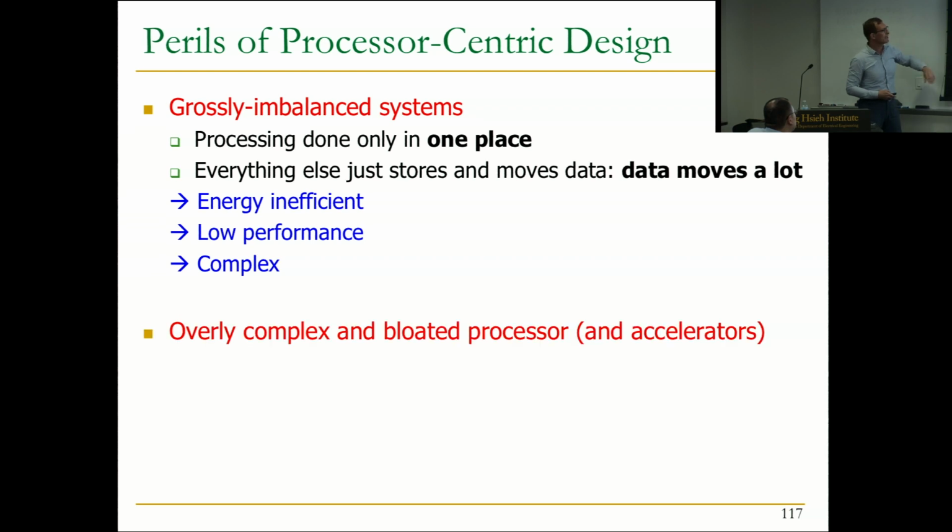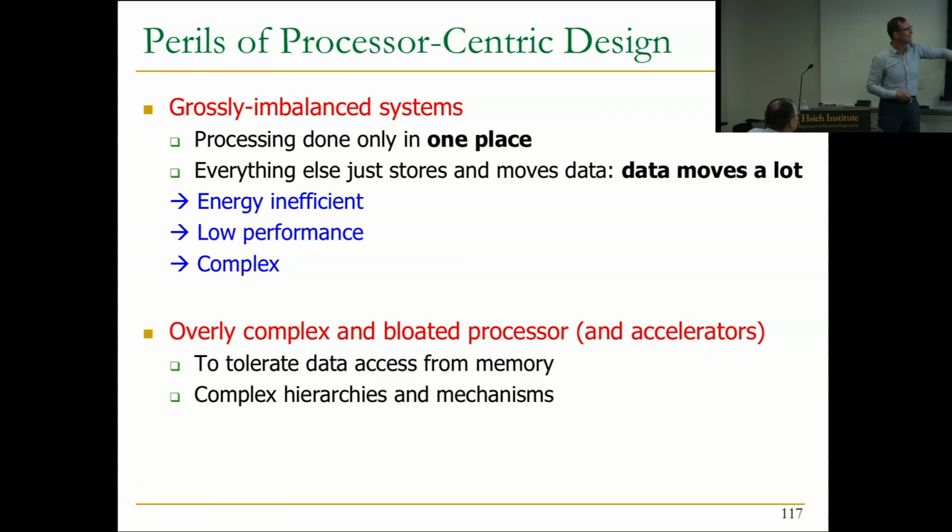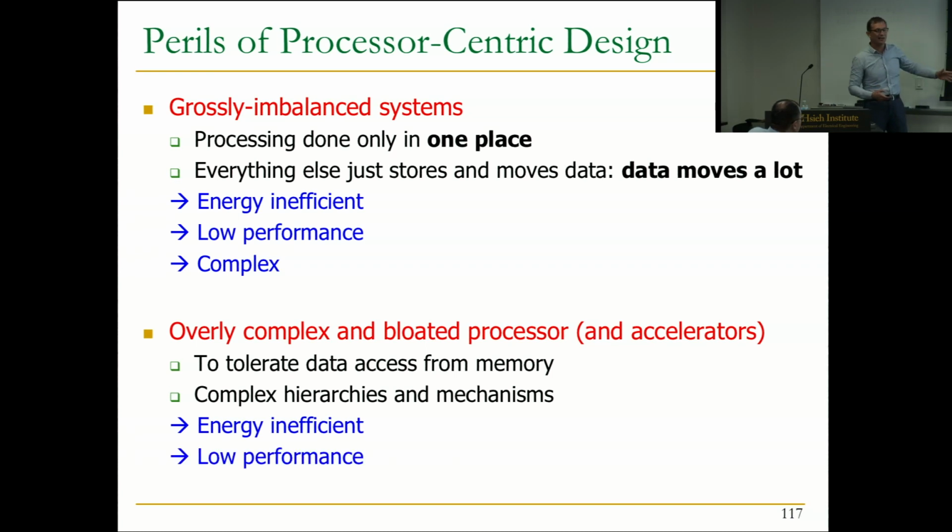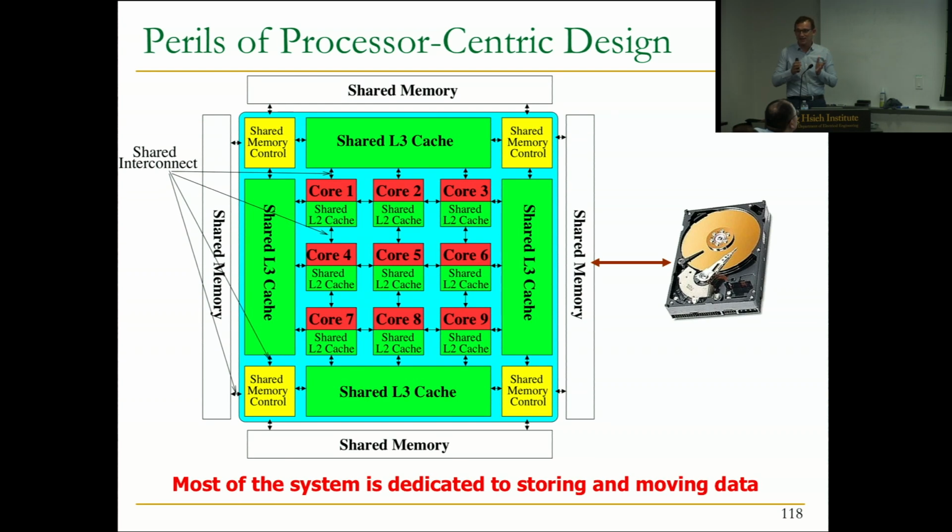And if you want to actually overcome the performance effects of this, we design overly complex and bloated processors and accelerators to tolerate data access from memory. We design complex hierarchies and mechanisms. That leads to more energy inefficiency. And that essentially takes away from other ways of improving performance, and that increases the complexity in the system. And as a result, we have the picture that I showed you earlier. We have a system that looks like this, but most of the system, actually if you do the calculations, more than 90% of the system consists of caches, interconnects, memory, and controllers to control the data movement and storage. Computation is a very little part of the system.